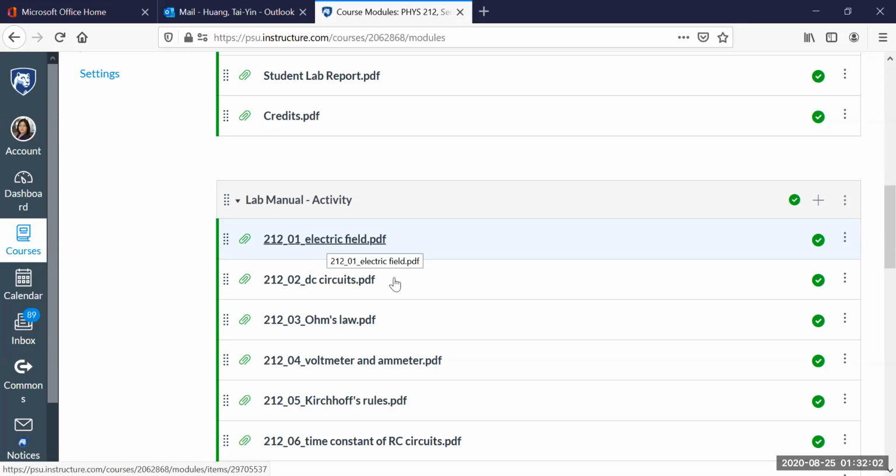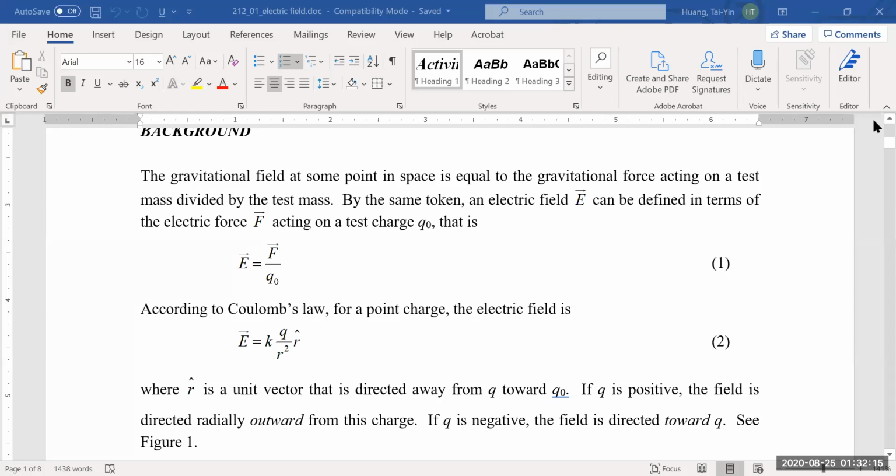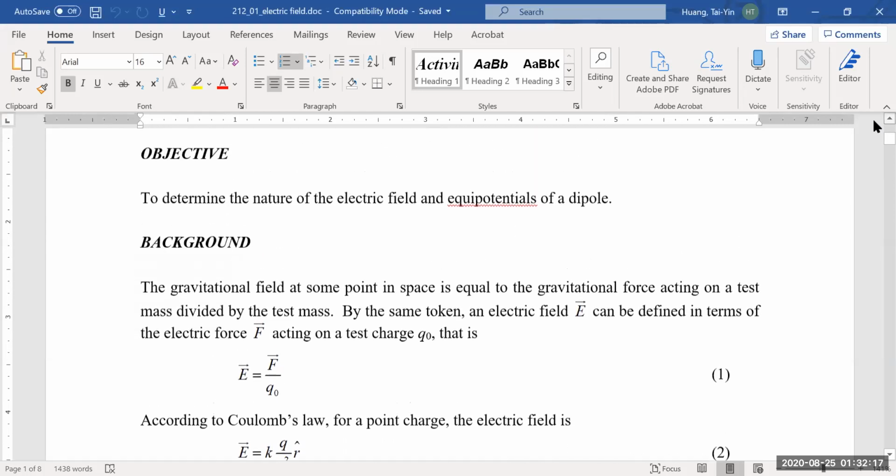So once you click on that, you're going to see the file. So I'm going to bring up the file. So this is the activity that you should read before you take the quiz.